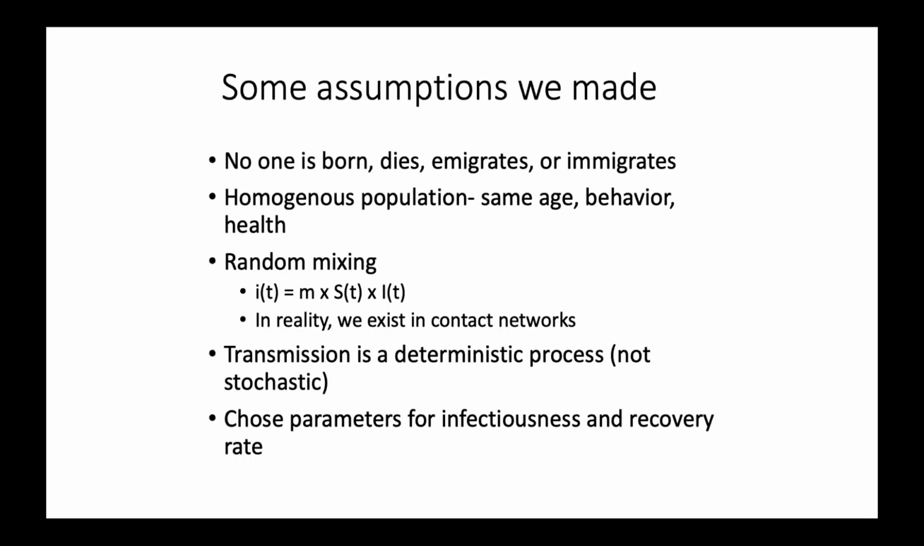We exist generally in networks. People that live with you in your household might be more likely to catch the flu from you rather than your cousin on the other side of the world. In reality, we live in contact networks, and this model does not account for that right now. And there are other types of contact network models that do account for that. But this model, by being a compartmental model, does not go into dealing with contact networks.